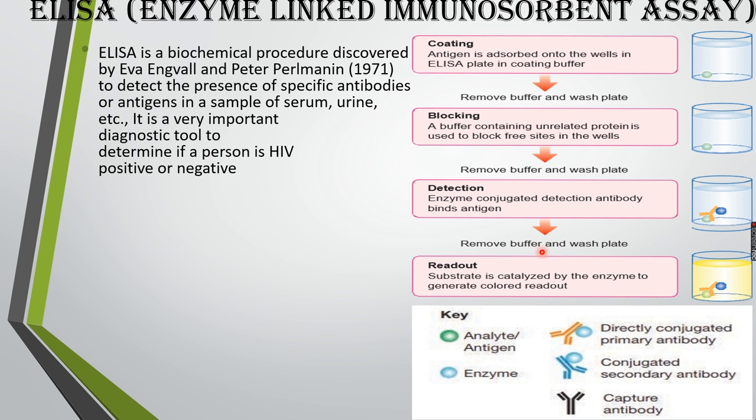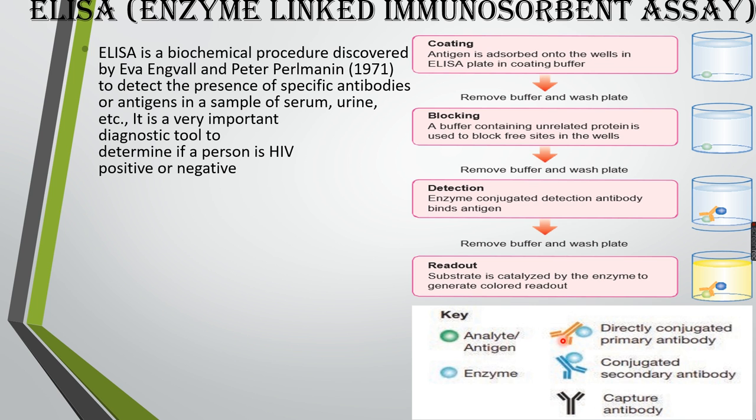Now once again you remove that buffer solution and wash the ELISA plate. Then you can read out and see the color change. The substrate is catalyzed by the enzyme to generate a color readout. So here the colorless buffer solution changes into yellow color. The color intensity will vary depending upon the amount of antigen present here.